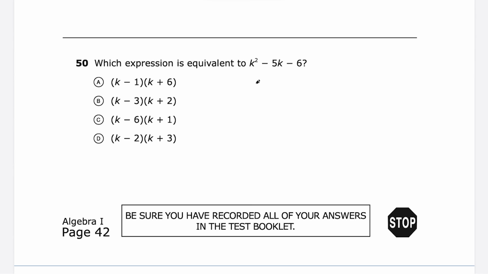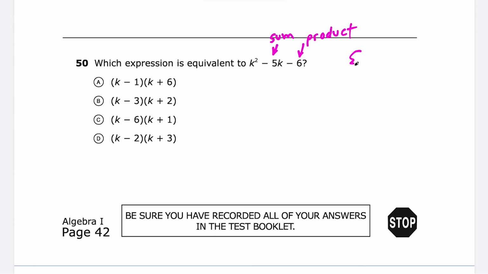And now finally, question 50, our last question. We want to know which expression is equivalent to k squared minus 5k minus 6. This is a quadratic expression. There's a leading term of k squared with a coefficient of 1. So that means we could use the following factoring technique. We could look for two numbers that have a sum of -5, and the two numbers would also have to have a product of -6.